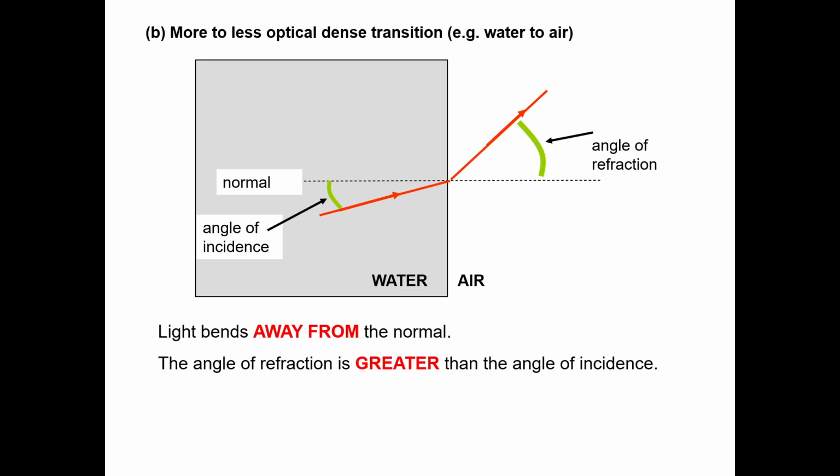And the rule there is that it will bend away from the normal. So the angle of refraction's got to be noticeably greater than the angle of incidence when you're drawing it. Always make sure you've got arrows on these diagrams. I should have said that right from the start as well. I think that's everything there.